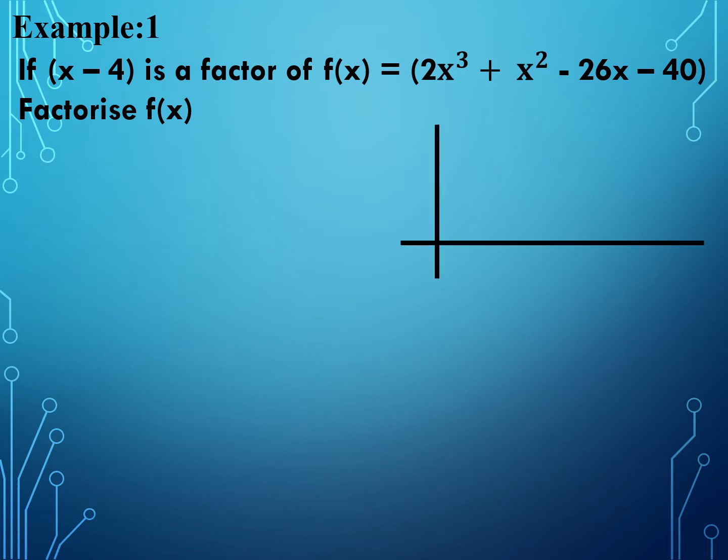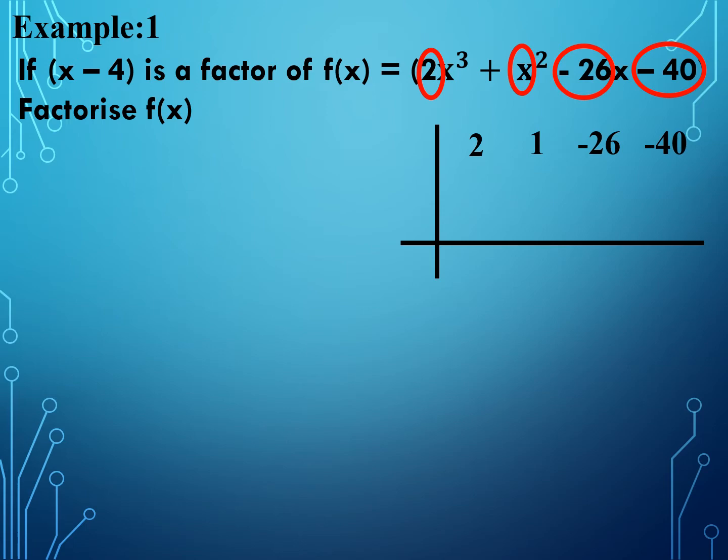For that, first we draw two crisscross lines and then take all the coefficients of f(x). That is 2 is the coefficient of x cube, plus 1 is of x square, minus 26 is of x, and minus 40 is the constant. So this is how we list all the coefficients and the constant.